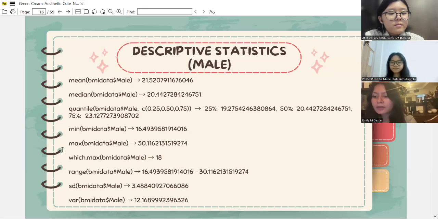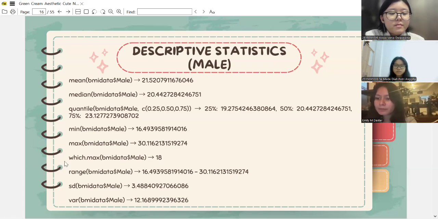The participant with the highest BMI was identified using the command which.max. The result was 18, which means that the 18th male participant in our data table shown previously had the highest BMI in the dataset, with a height of 168 centimeters and a weight of 85 kilograms.